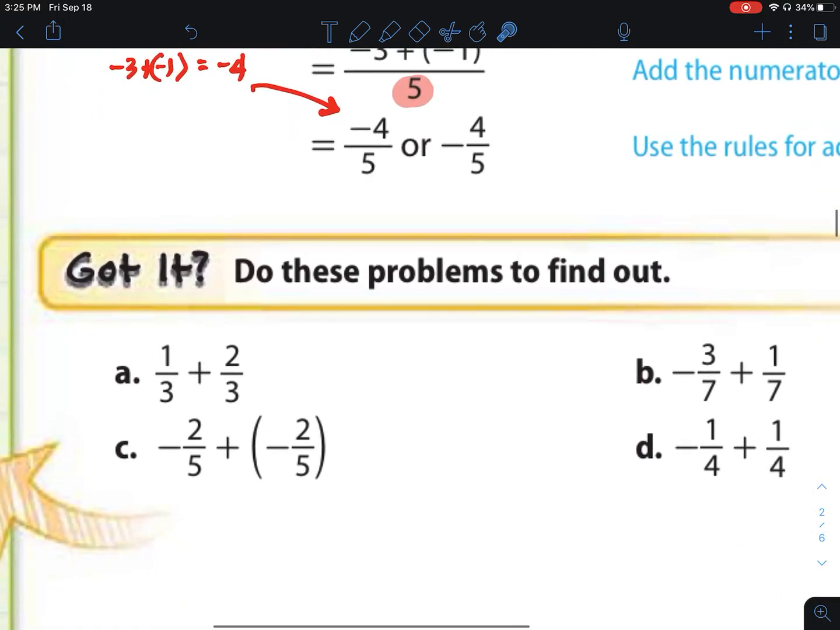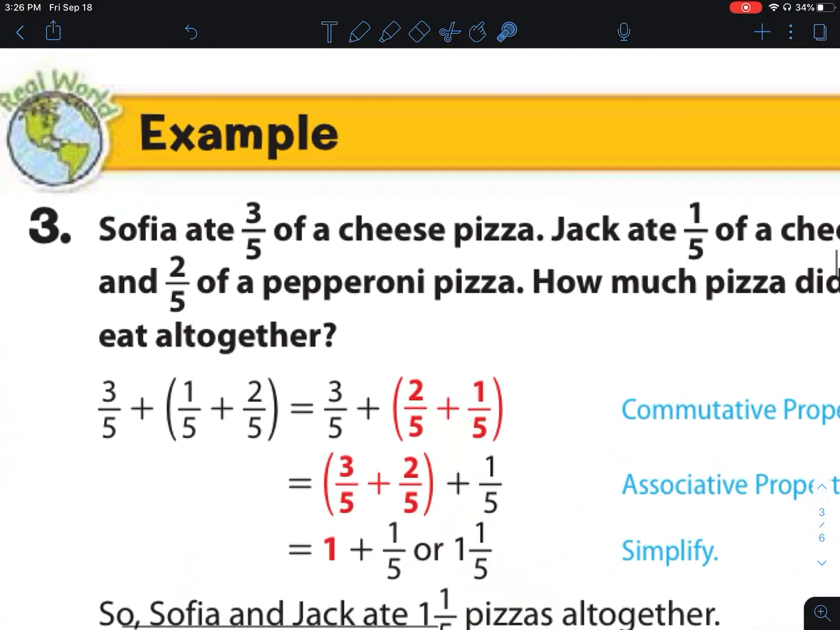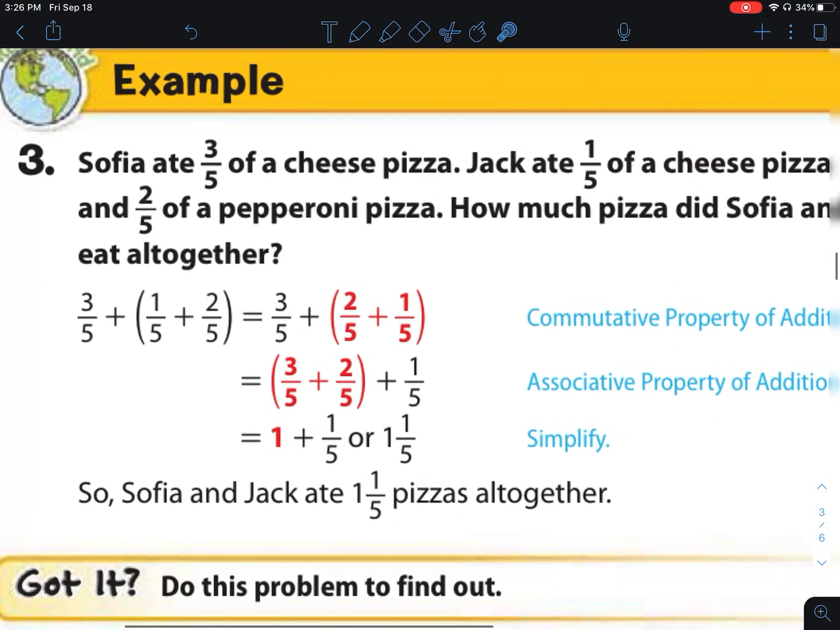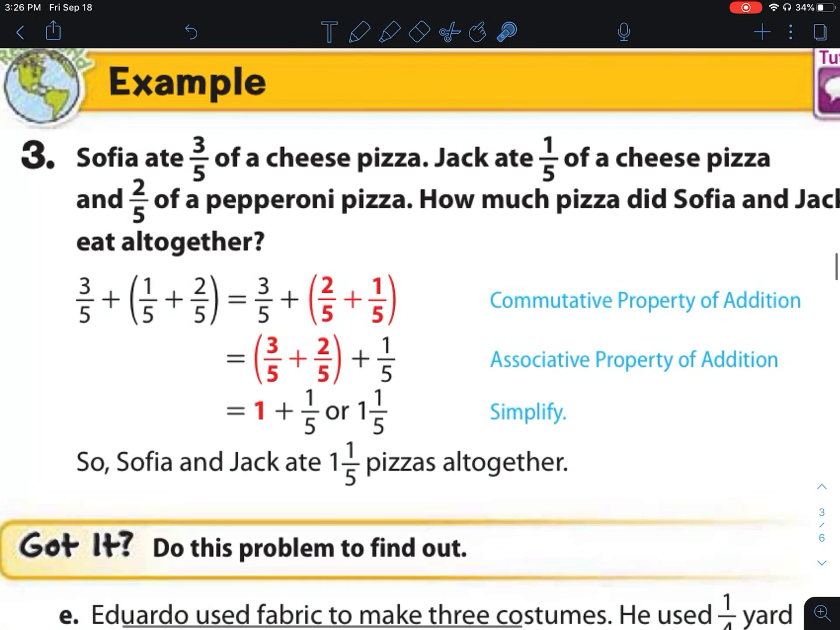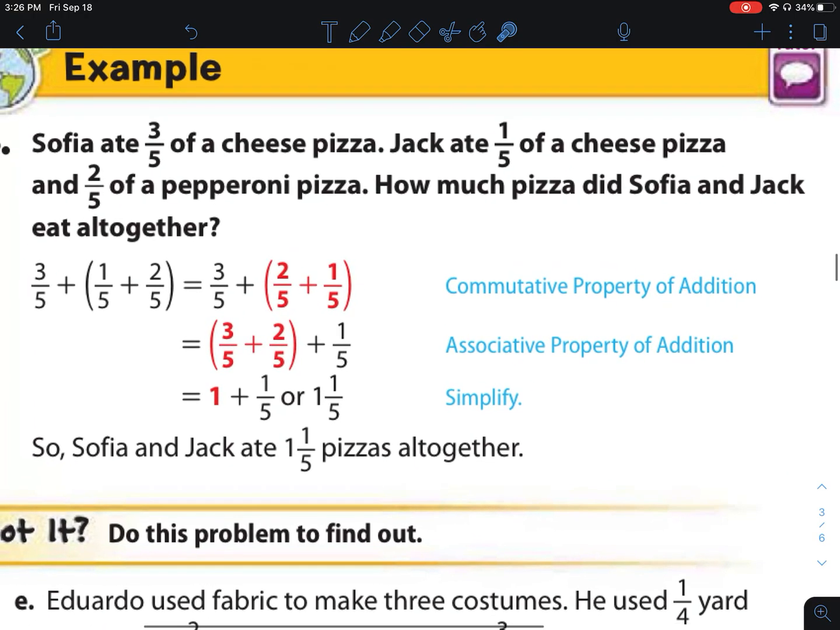Okay, do the guided problems, and let's see if you understand adding fractions with like denominators. Example number 3: Sophia ate 3/5 of the cheese pizza, Jack ate 1/5 of the cheese pizza, and 2/5 of the pepperoni pizza. How much pizza did Sophia and Jack eat?